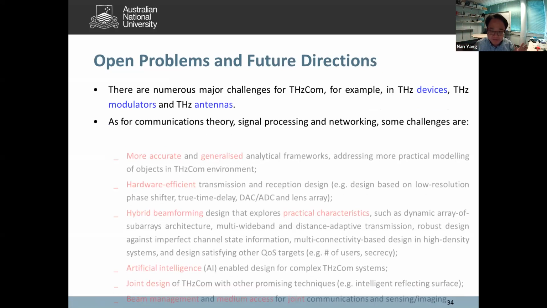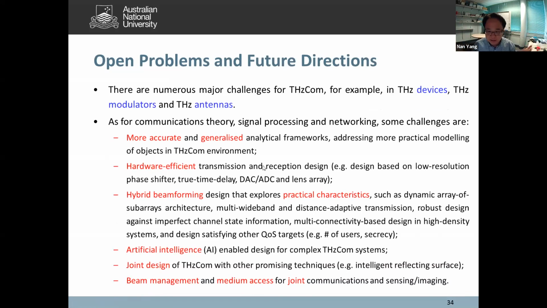I have listed some from the communication theory and signal processing perspective. We always want to build an accurate and generalized framework to evaluate the performance. We want to design the transmission and reception based on hardware constraints. We want to explore practical characteristics to design the hybrid beamforming, such as new hybrid beamforming architectures, other quality of service targets, and multi-connectivity design. Apart from that, we want to introduce artificial intelligence into the design, and perform joint design of Terahertz communication with other promising technologies.